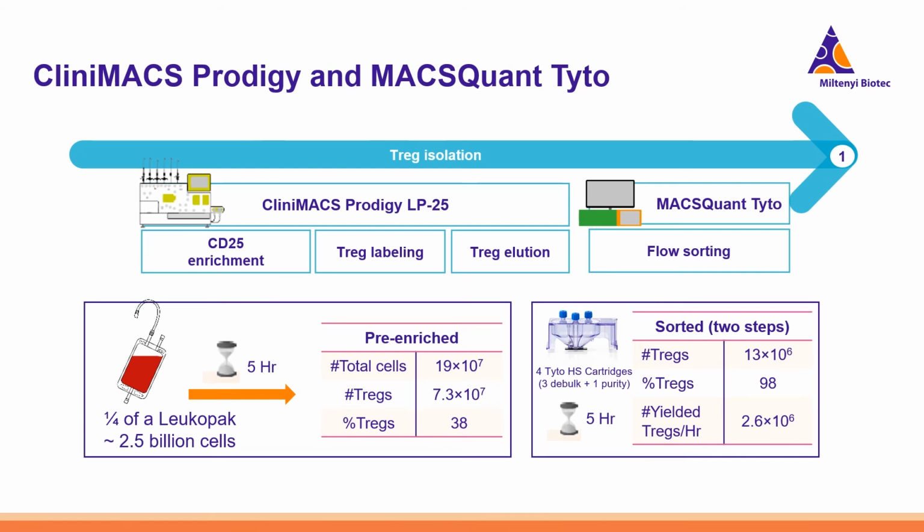Let's have a look at the whole process with some numbers. If the process starts with 1/4 of a leukopak, which contains 2.5 billion cells, after the Prodigy LP25 pre-enrichment process, we can reach approximately 38% enrichment, which leads to total Treg numbers around 7.7E7. And after cell sorting using Tyto Cell Sorter, you can reach about 98% Tregs, and the important part is the number of naive Tregs, that you can reach 2.6 million naive Tregs.